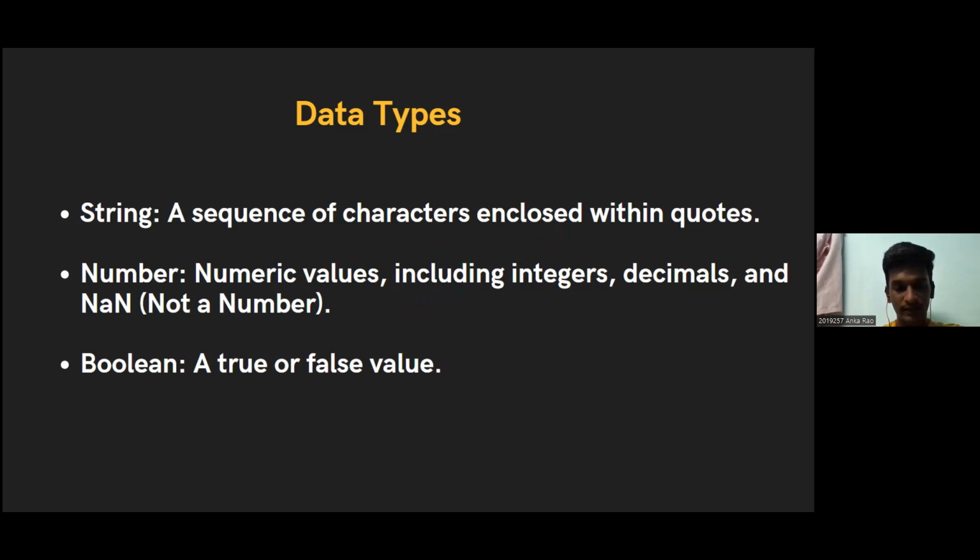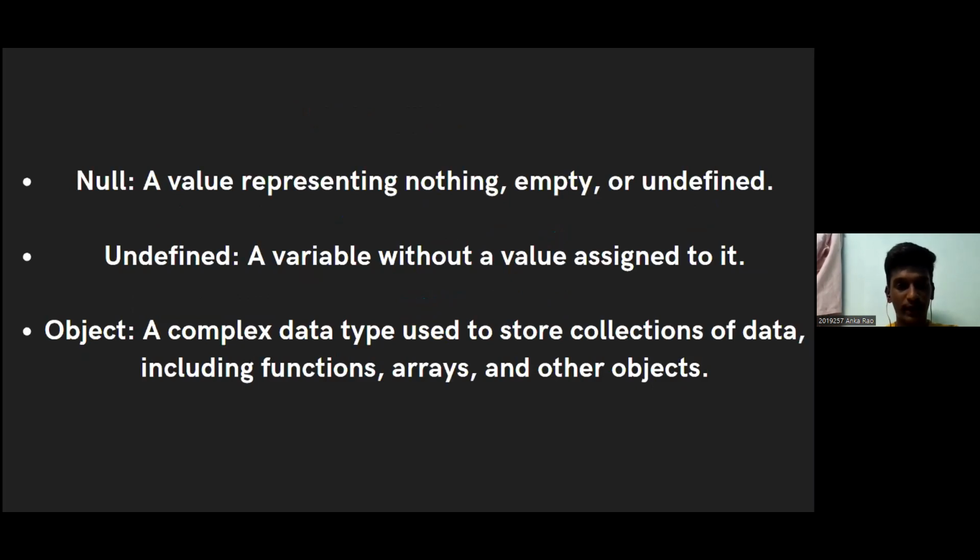Then we have boolean, which is a true or false value. Then we have null, which represents nothing or empty. There is also the undefined data type. These undefined and null data types are newer; they were included some time after JavaScript was created.